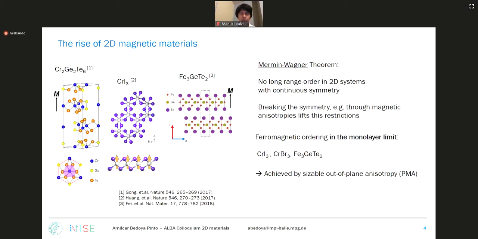So just to give you a brief recall of the state of the art, maybe you already know that a few years ago, there has been a rise of interest in these 2D magnetic materials, and especially these three examples were the first ones that have been, let's say, rediscovered, because these are van der Waals systems. So they have been proven to have long range magnetic order in the monolayer limit. And the idea here is that they need an anisotropy to break the restrictions that are given by the Mermin-Wagner theorem for the samples to be magnetic at all in the 2D limit.